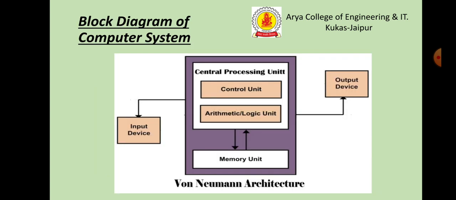Here is a block diagram. It has four basic components: input and output devices, central processing unit, and memory unit, which we will discuss in our coming slides.